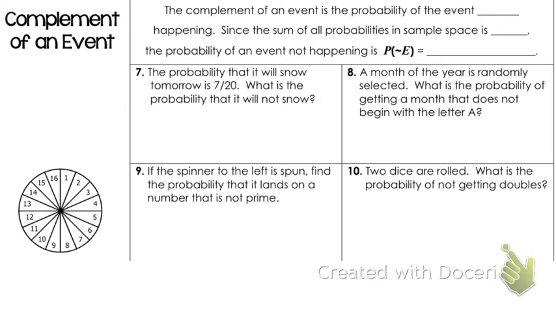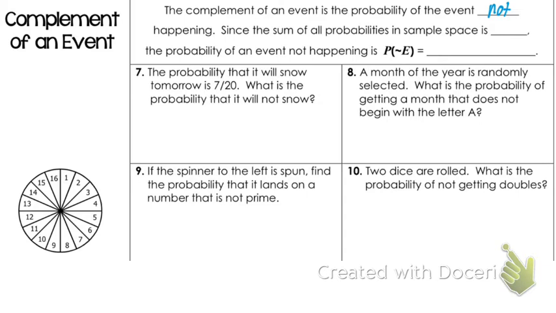Complement of an event. The complement of an event is the probability of the event not happening. Take a breath. Because either the event happens or it doesn't happen. Those are your two choices, right? Like when I flip a coin, either it's heads or it's tails. Those are the only options. It's going to be one or the other.